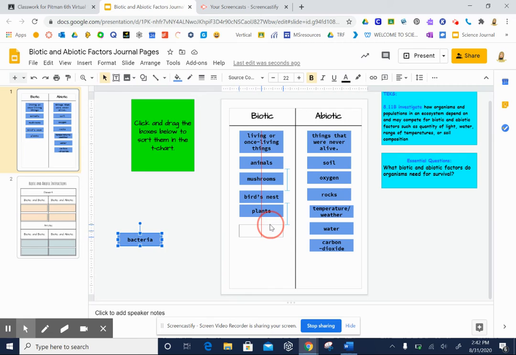Now, make sure you've checked your answers in your journal, and if you missed anything, just go back and fix it because this activity was just a review. This is not necessarily a graded activity. So make sure you go back and fix these pages in your journal.